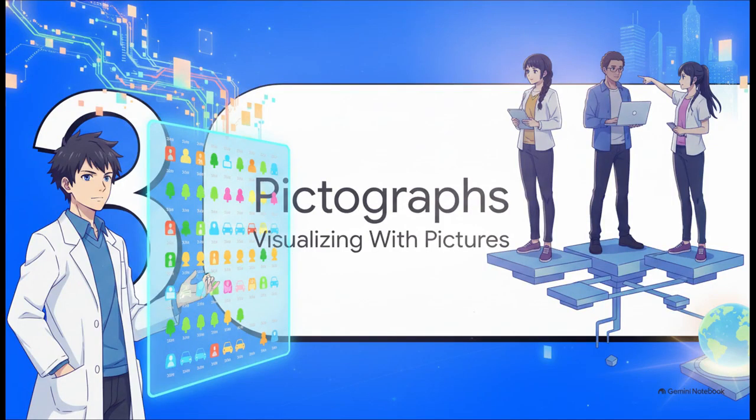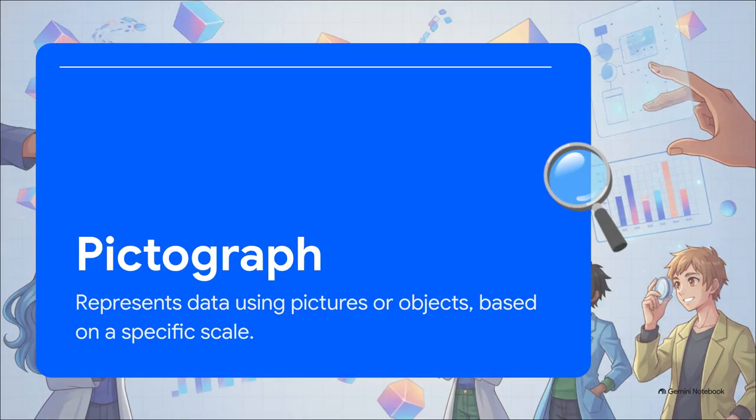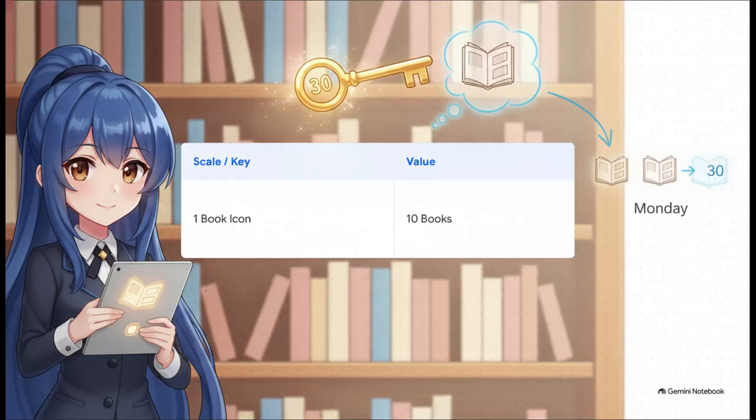Let's hit section 3, pictographs, visualizing with pictures. So a pictograph represents data using simple pictures or objects. Instead of staring at boring plain numbers in a table, a pictograph lets you understand the entire dataset completely at a single glance. It's kind of like turning math into a really cool comic book.